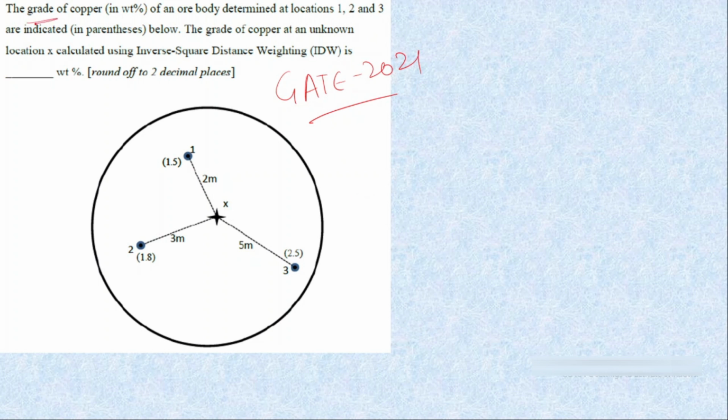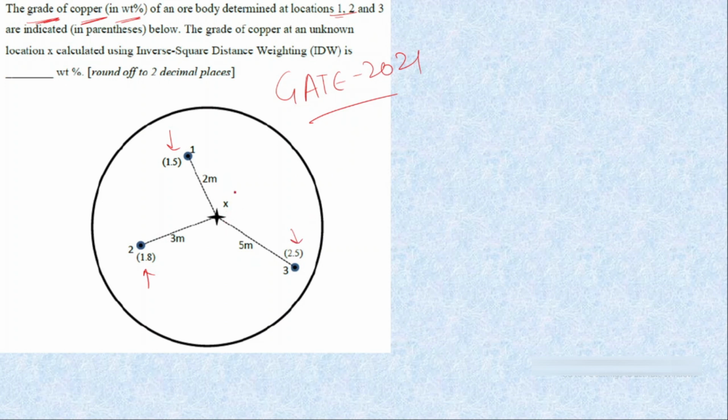In this question you are asked the average grade of copper. As I have told you, ore geology uses this technique for calculating the grades or assay values of ore bodies. So we have three known points 1, 2, 3, and their average grades are given to us as 1.5, 1.8 and 2.5 in weight percentage.